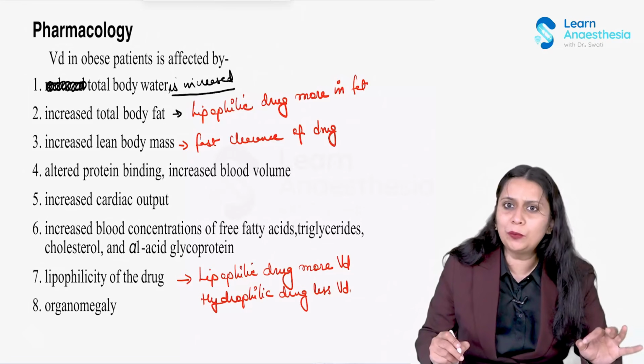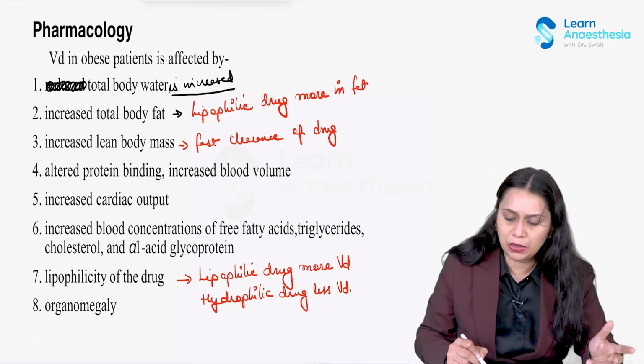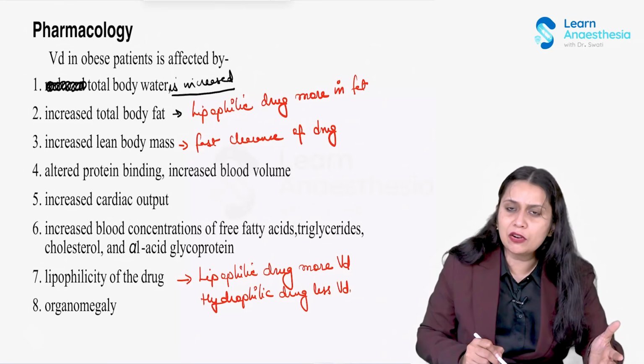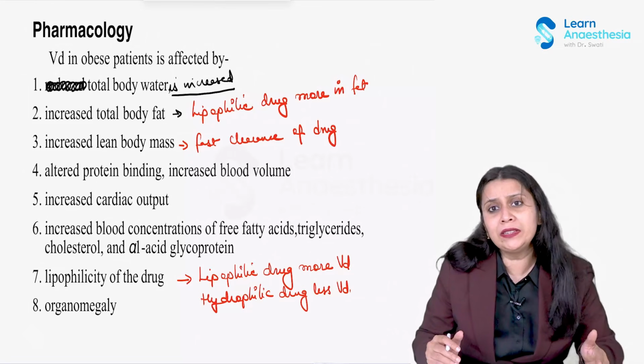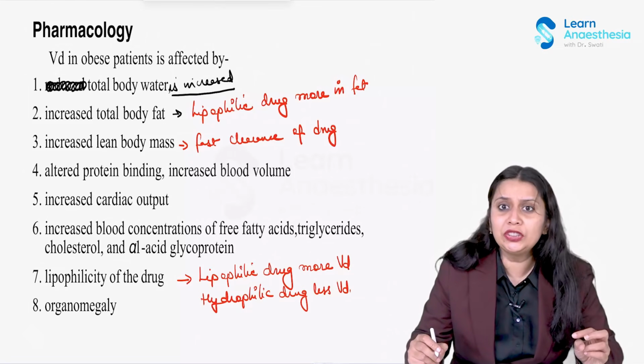Then there's altered protein binding because of the increased blood volume. There is an increase in cardiac output in these patients, as we talked about in the cardiovascular changes. And because of the increase in cardiac output, it especially affects the inhalational anesthetic agents.